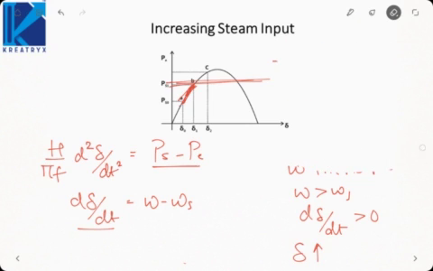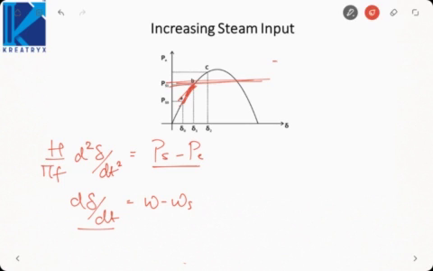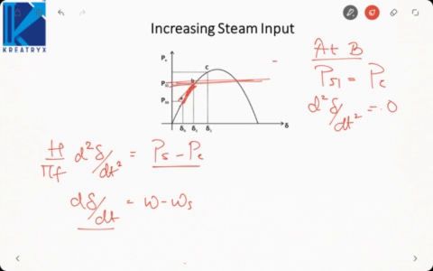As soon as we reach point B, we have the intersection of the electrical and the mechanical power. So PS1 is equal to PE, due to which d square delta by dt square should be 0. That means speed becomes constant, because acceleration is 0.